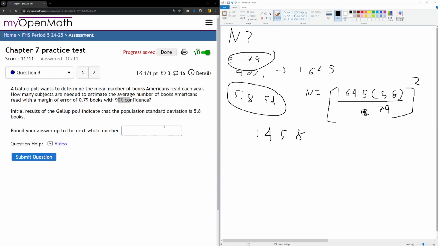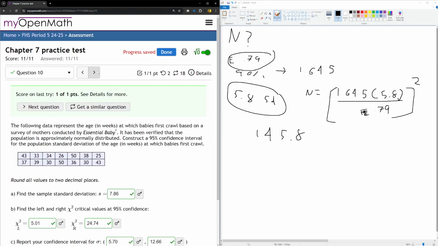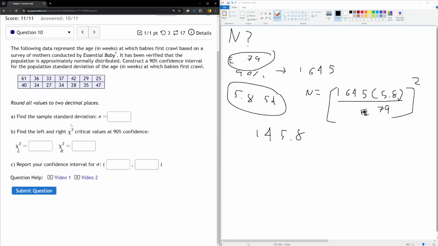145.8, but it wants to round up because it's people. Me number American, but whatever. It says round up to the next whole number, so it'll be 146. Awesome possum. 2 more to go. Then I get some sleep. Oh man, one of these. However will we do it?